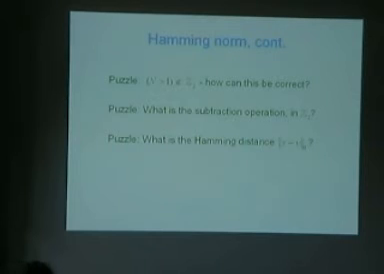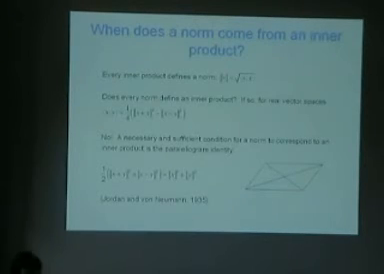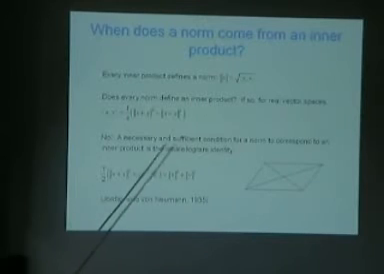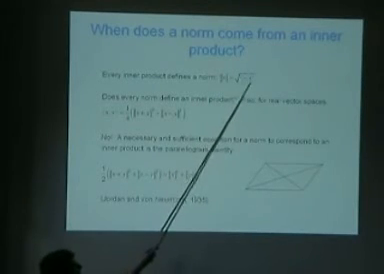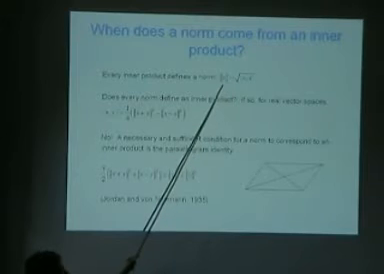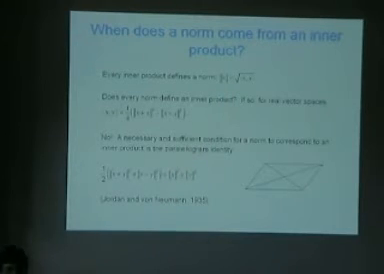Now, there's something interesting about norms: every inner product gives you a norm, but it's not true that every norm gives you an inner product. So how does every inner product give you a norm? Well, you start with your inner product, plug in the same thing twice, take the square root, and it turns out that satisfies every condition you need for a norm. It's some sort of triangle inequality.